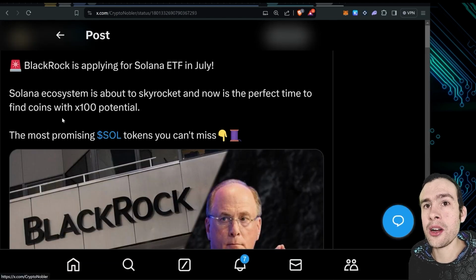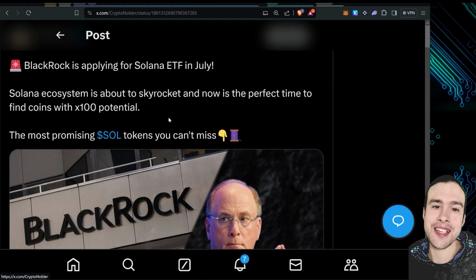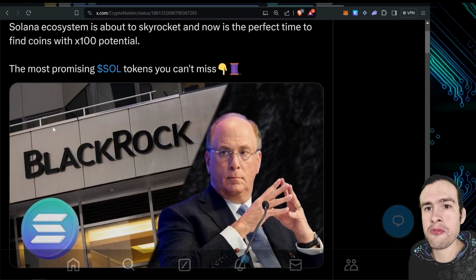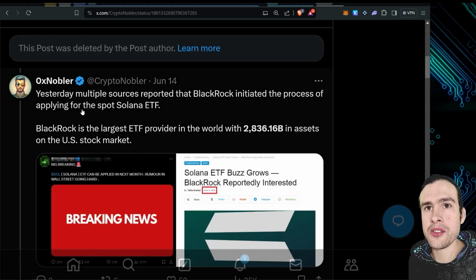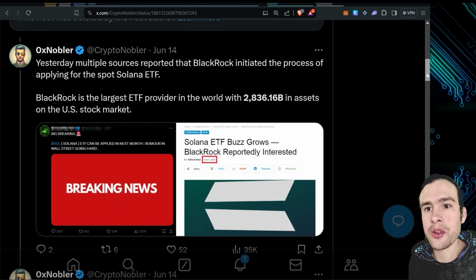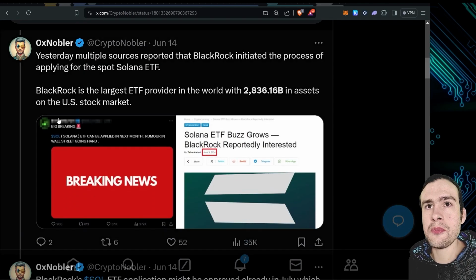And now is a perfect time to find coins with 100x or at least 10x potential. You don't need 100x. 100x is like a meme coin, admittedly. I think you'll probably get a decent 10x, 20x, something like that from an ecosystem coin. But this is some very promising tokens that, at least with this post by Kryptolytix, there's some decent ones in here that I would agree with. But let's cover a little bit more about some of the sources.